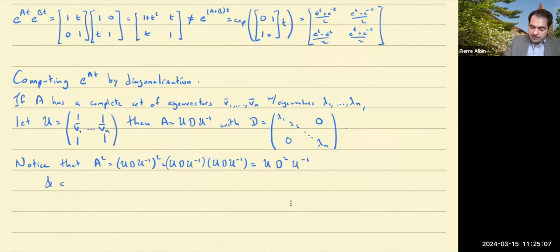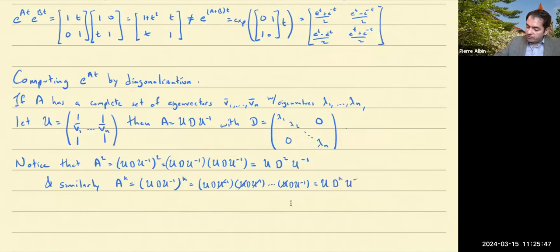And similarly, if you have A to the K, that would be just U D U inverse raised to the K. So that would be U D U inverse times U D U inverse, and so on, K times. But just like in the K equals 2 case, the U inverse and the U in between two consecutive Ds will cancel, so that you just end up with U times D raised to the K times U inverse.